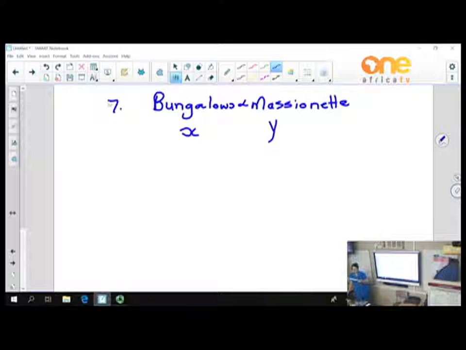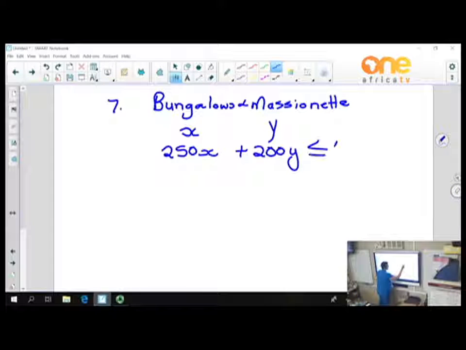On your graph paper at the top. Work together with me. So the bungalow is 250X. I'm first just going to work with the land, the piece of land on which you're building this. And the mansionette requires 200 square meters. So 250X plus 200Y. Okay? And now what is the maximum land that I have here? So what should the inequality be? Yes, less than or equal to 4,000. You don't have more land. This is what you have.